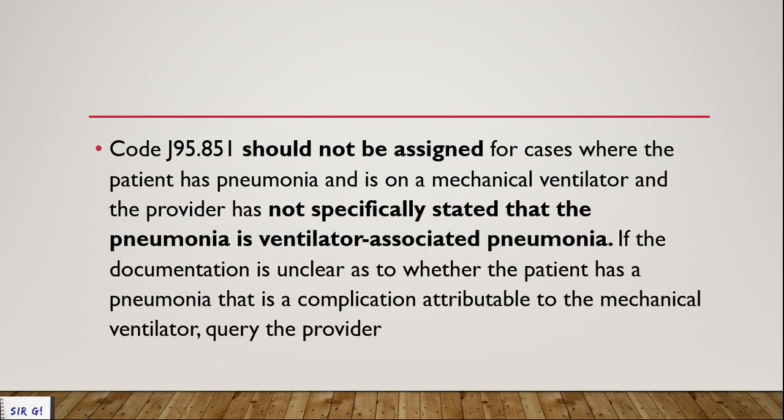Before moving on, let's discuss this first. J95.851 should not be assigned for cases where the patient has pneumonia and is on a mechanical ventilator, and the provider has not specifically stated the pneumonia is related to the ventilator. As I mentioned a while ago, they should be documenting that the pneumonia is really related to that ventilator hookup.